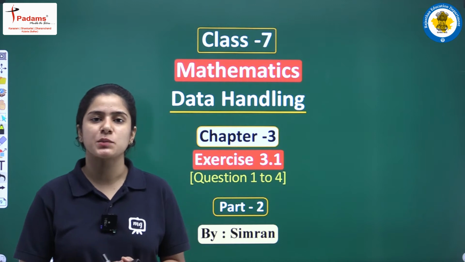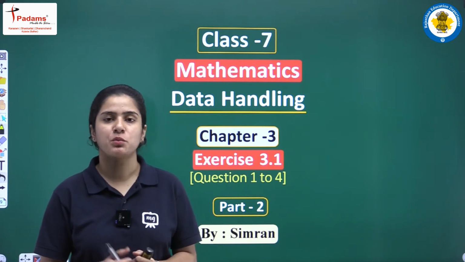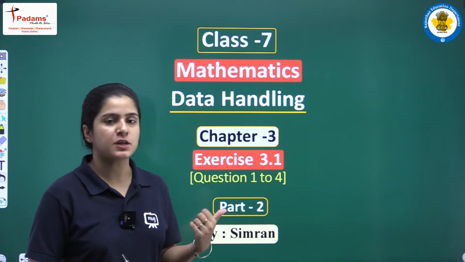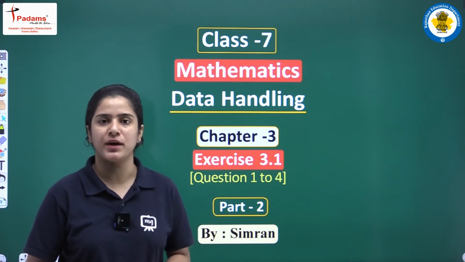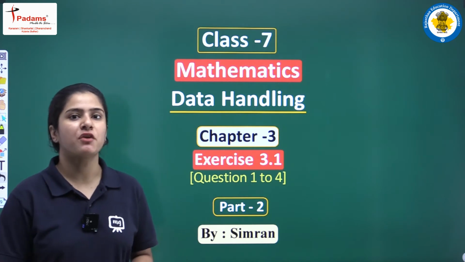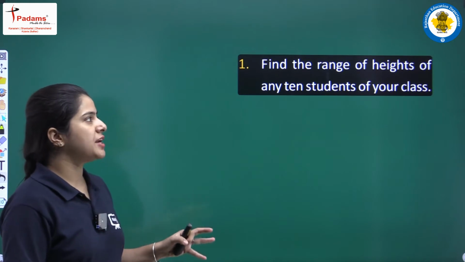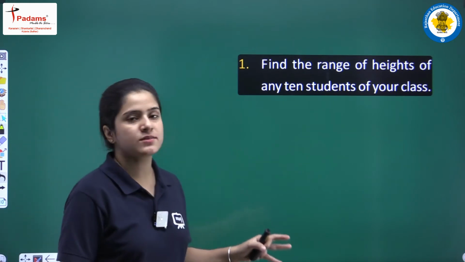Students, in the last class we started our exercise number 3.1 questions, and we did the examples. So today we will be starting with the questions of exercise number 3.1. So let's start. The first question of exercise 3.1 is: find out the range of the heights of any 10 students of your class.